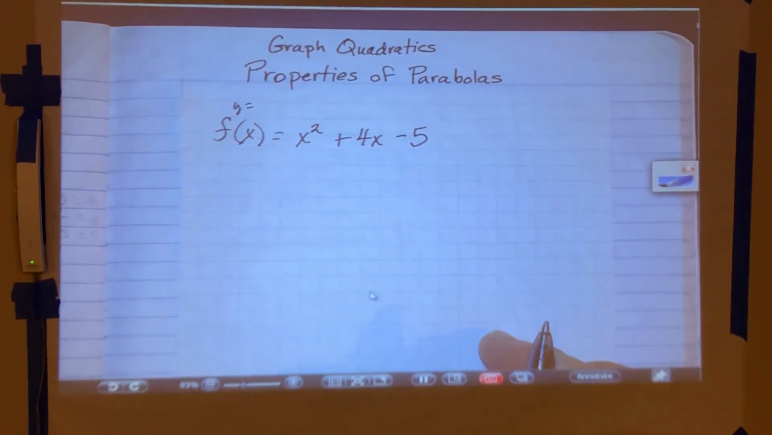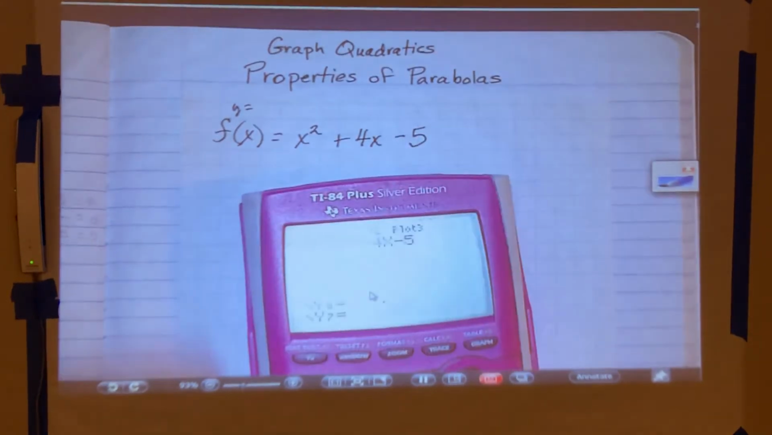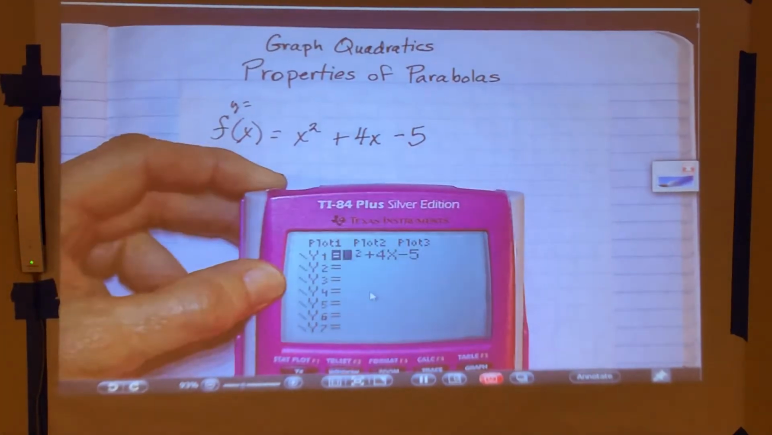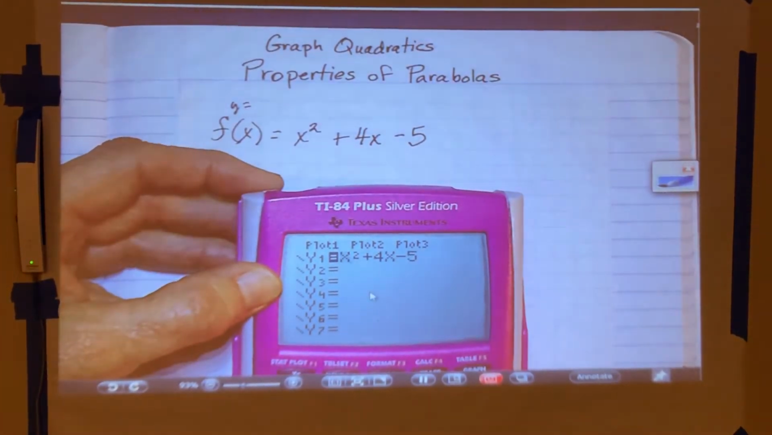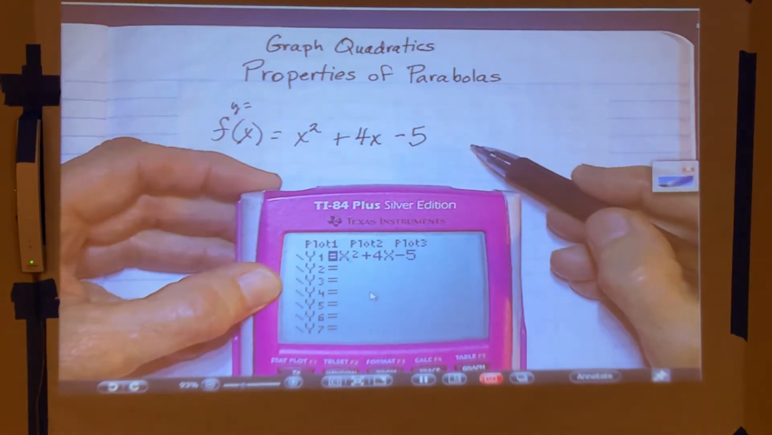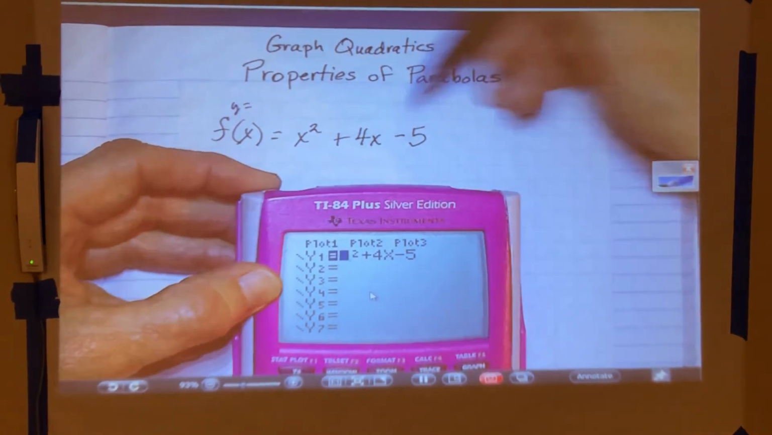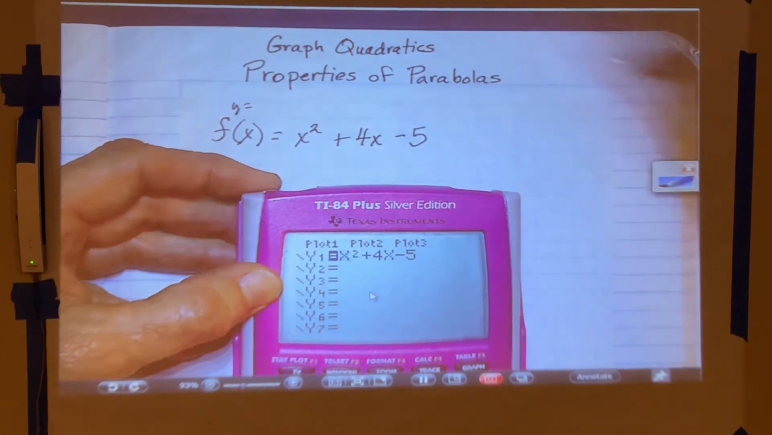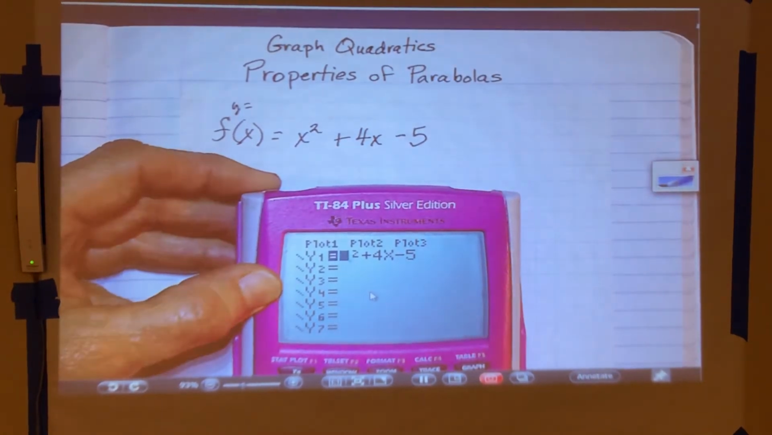One of the easiest things to do, of course, is go to your graphing calculator, go to y equals, and input that equation, x squared plus 4x minus 5. Now remember, type a minus 5, not a negative 5 there, or it'll try to multiply.